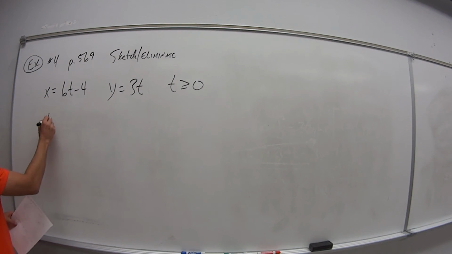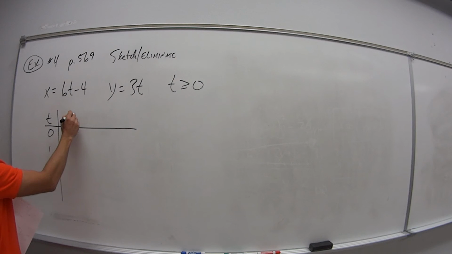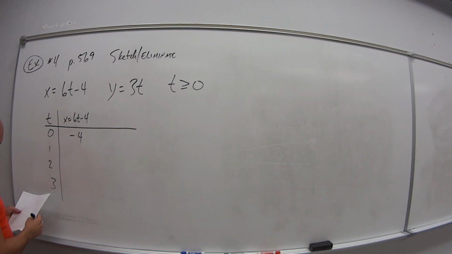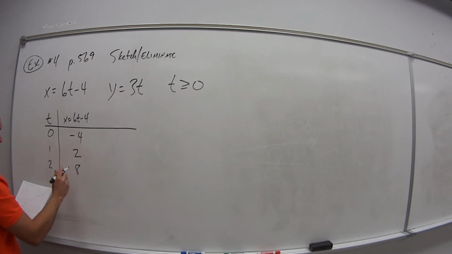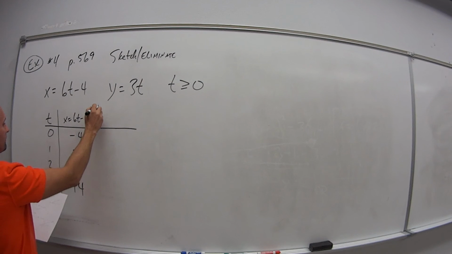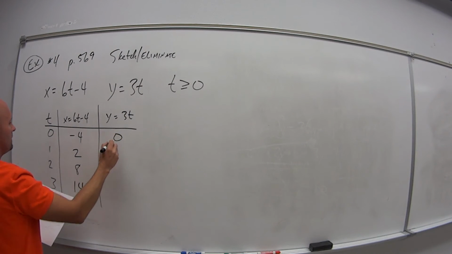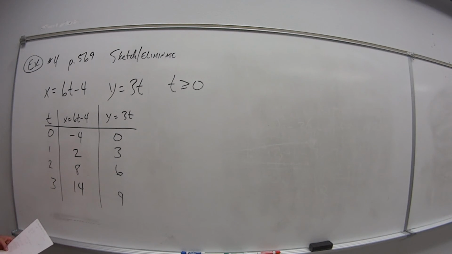All right, welcome back. So the table I'm going to build this time is only my positive values and 0. So 0, 1, 2, 3. So x is 6 times t minus 4. When t is 0, I have negative 4. When t is 1, I have positive 2. And positive 8 when t is 2. And positive 14 when t is 3. My y is equal to 3 times t. So that's going to be 0, 3, 6, and 9 for t is 0, 1, 2, or 3.